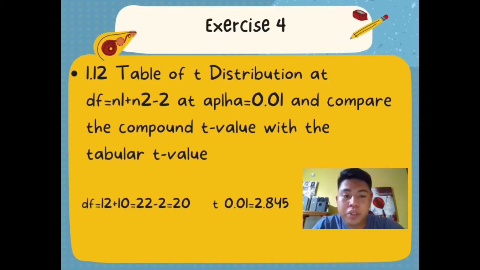Table of t-distribution at degrees of freedom, sample size 1 plus sample size 2 minus 2, at alpha 0.01, and compare the computed t-value with the tabular t-value. So degrees of freedom: sample size 1 is 12 plus sample size 2, which is 10, equals 22 minus 2, which will be 20. So the alpha will be 0.01, and its tabular value is 2.845.